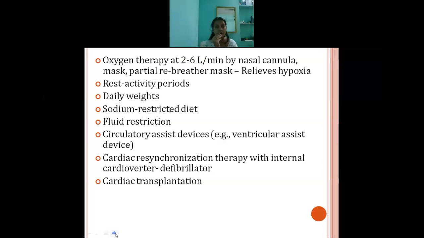Other than that, a person with heart failure will not be able to perform their activities of daily living.